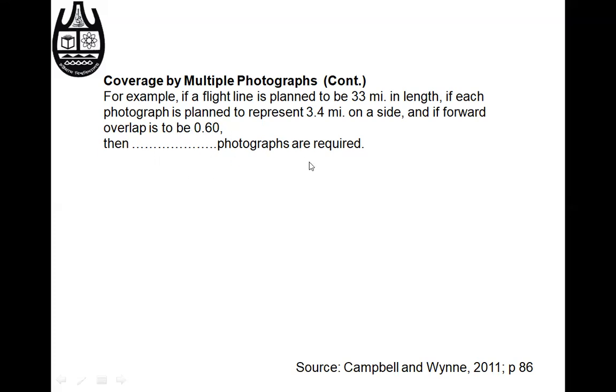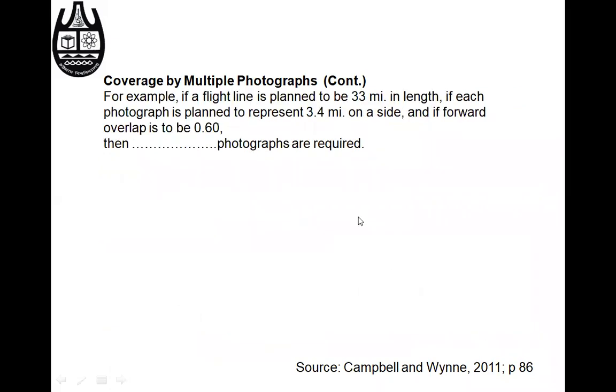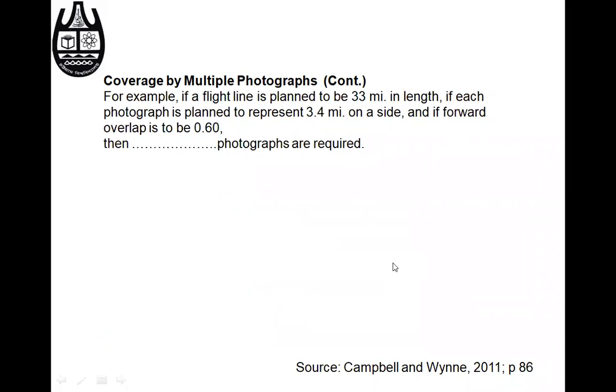Then how many photographs are required? Can you just quickly do the calculation using this formula? All of you, just try. It's very easy. You can know how many photographs are needed. So your length of the flight is 33 miles, your ground distance is 3.4, and your overlap is 60%. Can anyone give me the result?